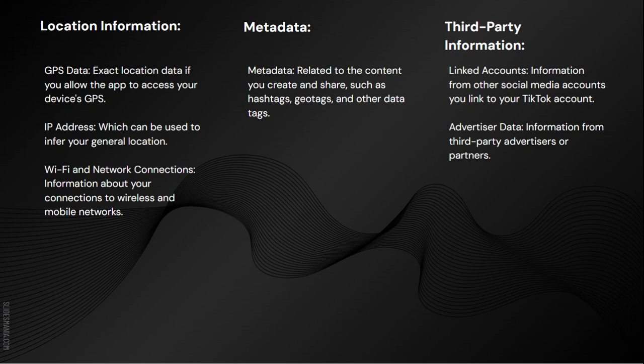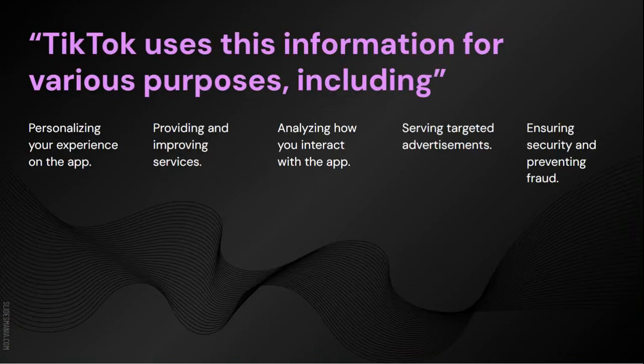So information from third party advertisers or partners, and I feel like this is a whole another subtopic it could have really talked a lot about. Because I feel like this is an area they probably do pull a lot of their information from, especially when trying to provide you with advertisements. So I really wish they would have went into more specific details on the advertiser data.